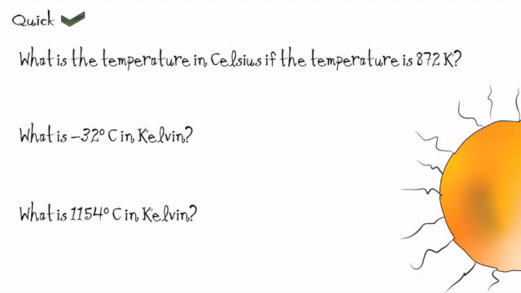Quick check. What is the temperature in Celsius if the temperature is 872 Kelvin? So to find Celsius, we take the temperature in Kelvin and subtract 273.